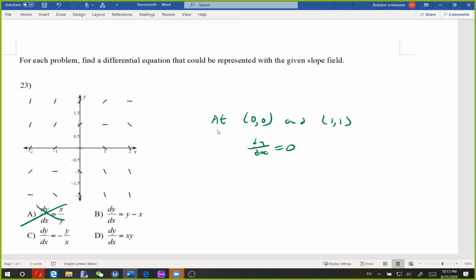Okay, also eliminate. If I plug in x equals 0, I would get undefined, not 0. And if I plug in 1, 1, I would get -1 for that slope. So for both of these points, that doesn't work. And Niall, for part D.